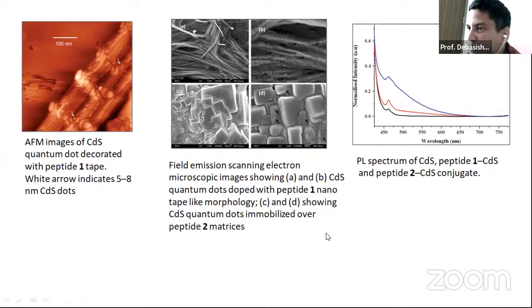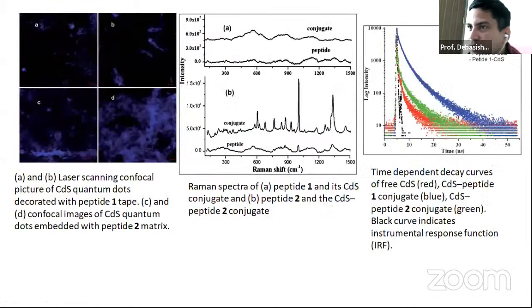We have studied them by different spectroscopic techniques, their optical properties and all this. And here you can see the emission of the quantum dots. They show a very bright blue emission. So we can use this kind of quantum dot embedded peptide matrix for imaging purposes.